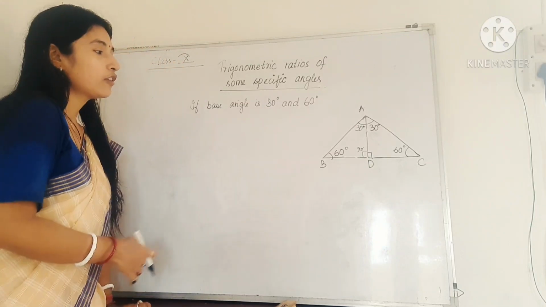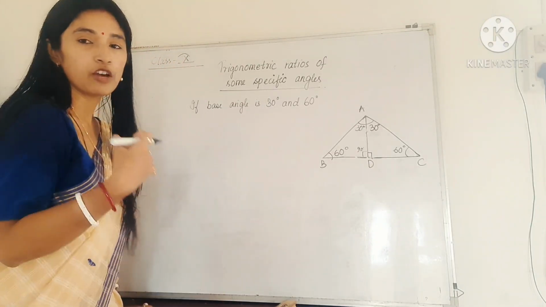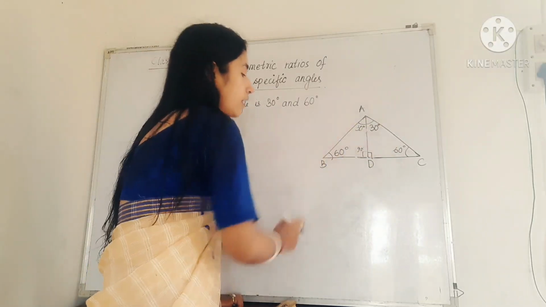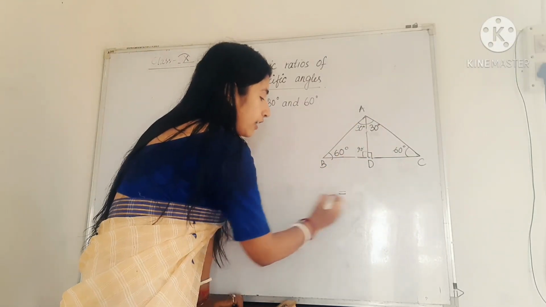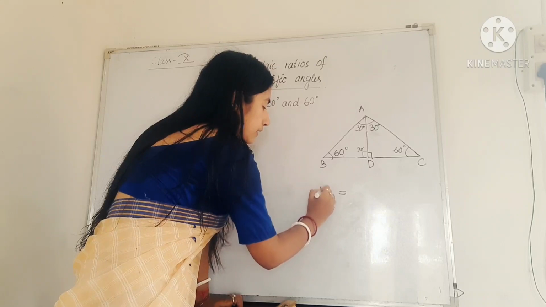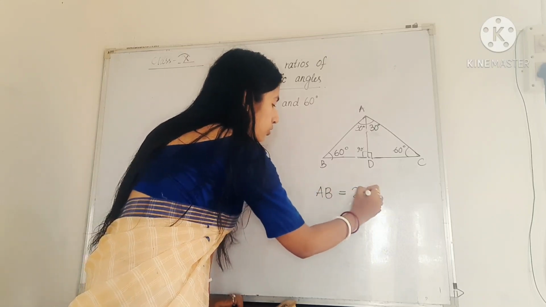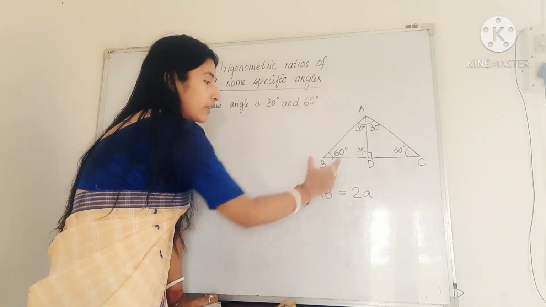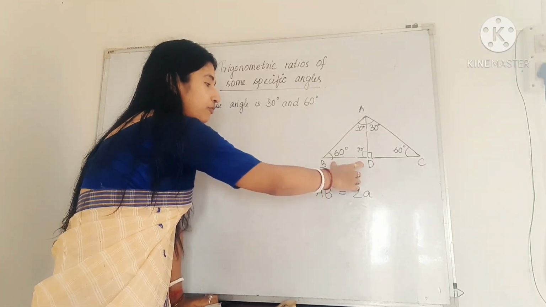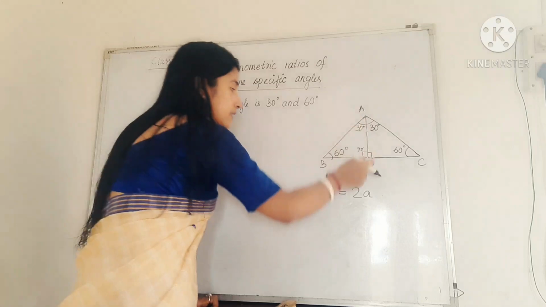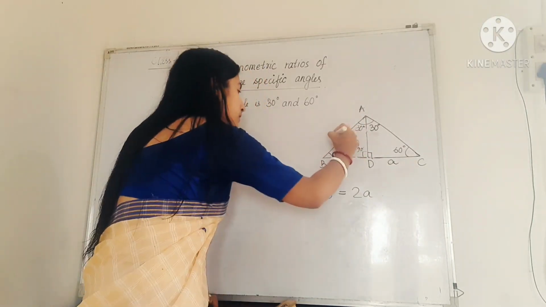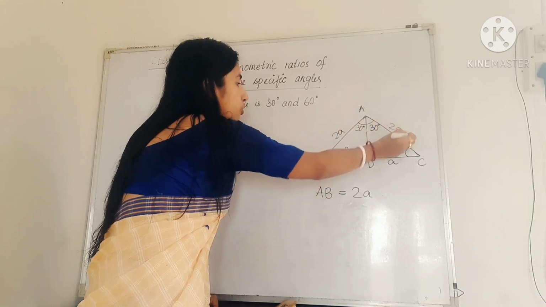So for that we have to again suppose that the lengths of AB, BC and CA are equal to some values. So let us take the value of AB equal to twice A. So if AB is equal to 2A, then we can write the value of BD will be equal to A, because AD is the median. So this will be A, and DC is also A, this is 2A and this is 2A.